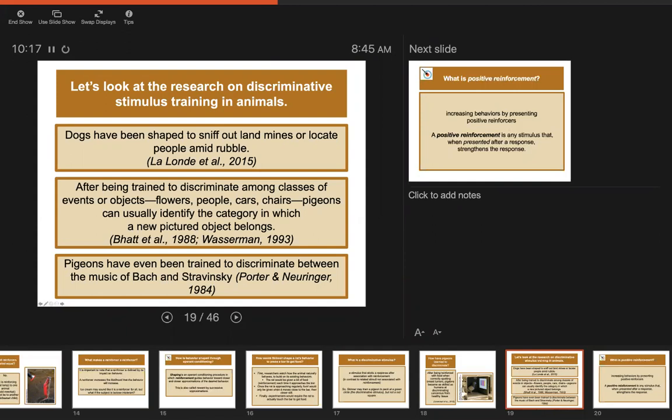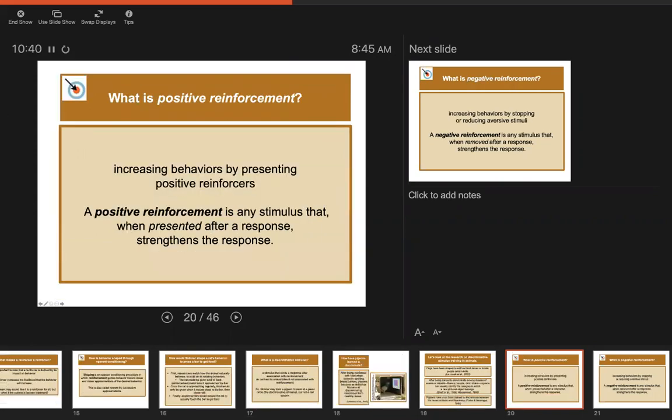After being trained to discriminate among classes of events or objects, pigeons can usually identify the category in which a new pictured object belongs. How amazing is that? Think about that. We can train pigeons to differentiate between flowers, people, cars, chairs. Wow. Okay. Pigeons have even been trained to discriminate between the music of Bach and Stravinsky. Another wow.